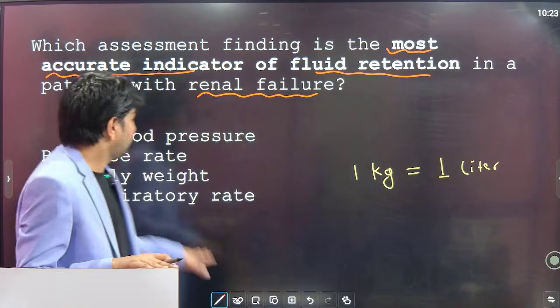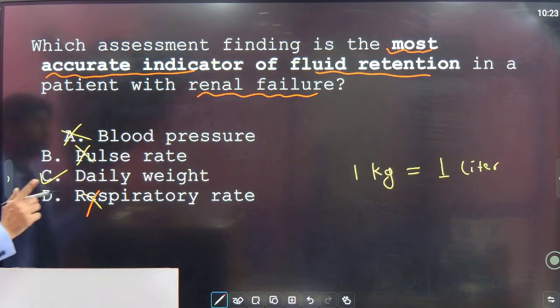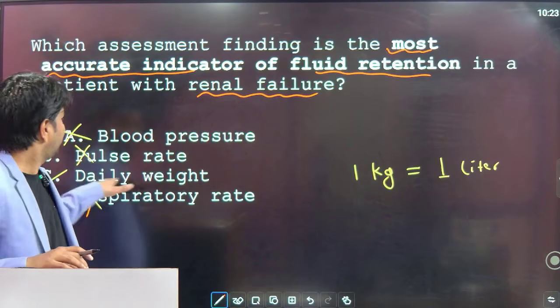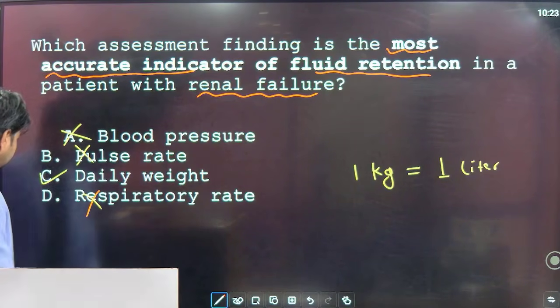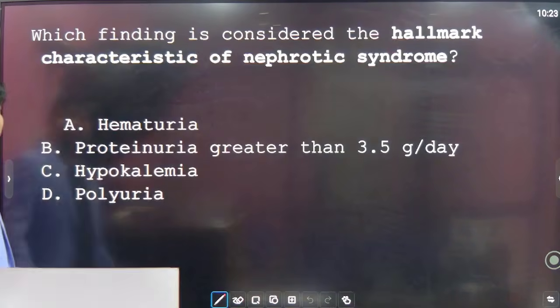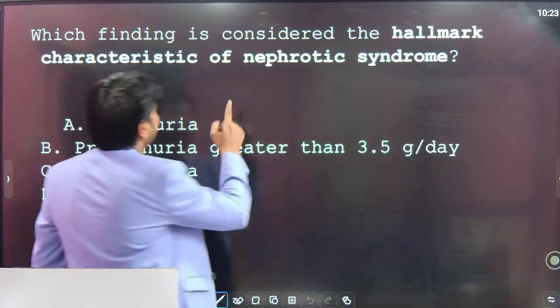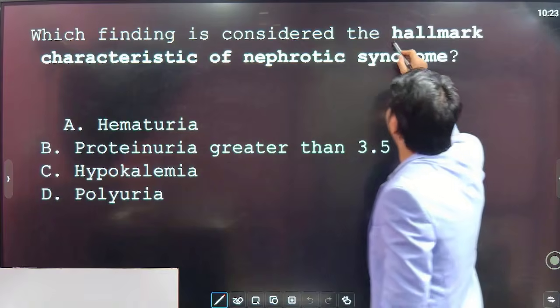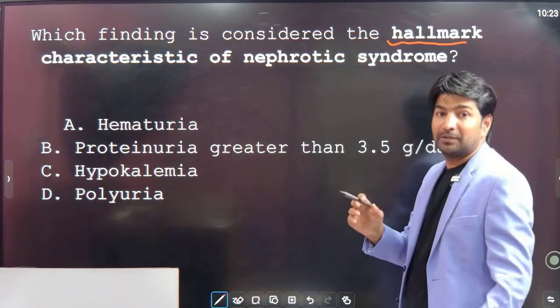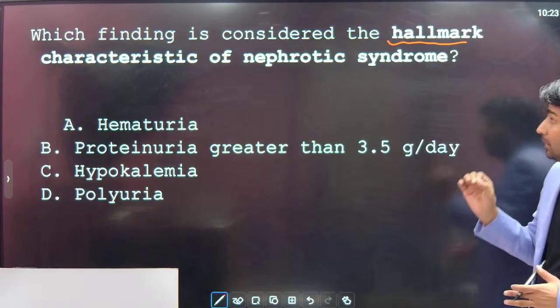So the correct answer here will be daily weight. So whenever there's fluid retention in a patient, we must weigh the patient daily. Let's move on to the next question. Which finding is considered the hallmark characteristic of nephrotic syndrome? Hallmark means the most prominent characteristic of it.